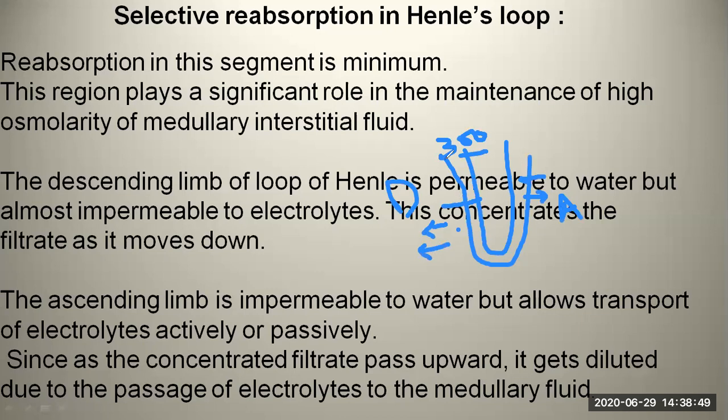That's why when we move from upwards to downwards in the descending loop of Henle, the milliosmole osmolarity will increase, and the solution, or urine, simply you can say, but I had already told you can't use the perfect term urine, so you can say filtrate, becomes highly concentrated. Now when the filtrate moves into the ascending loop from downwards to upwards, it will become hypoosmolar.